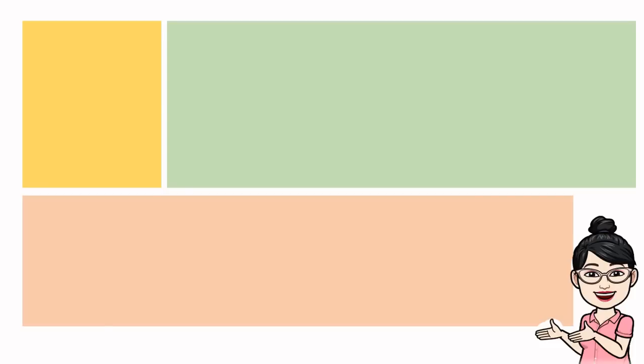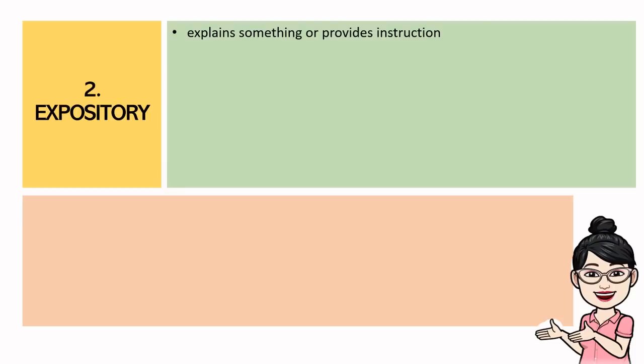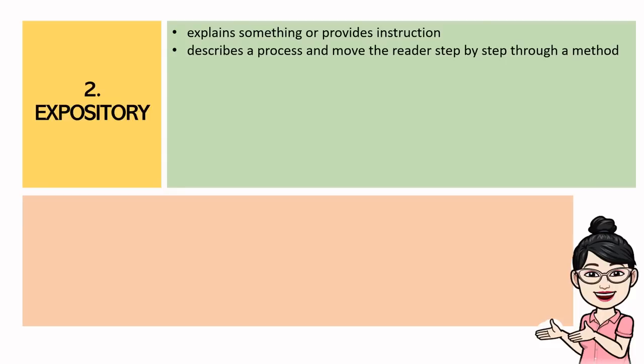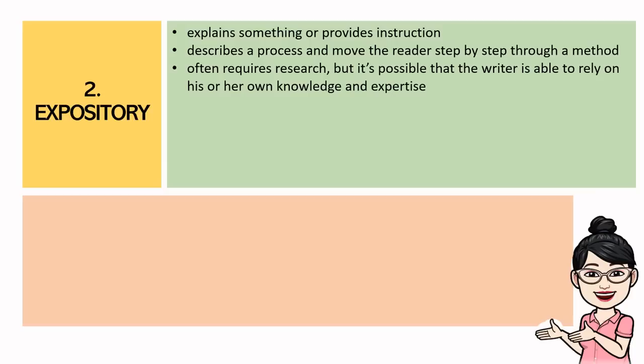Next is the expository paragraph. This type of paragraph explains something or provides instruction. It could also describe a process and move the reader step by step through a method. This type of paragraph often requires research, but it's possible that the writer is able to rely on his or her own knowledge and expertise.